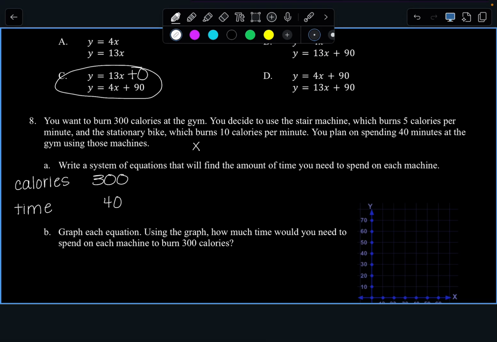Let's label x as minutes for the stair machine. And let's make y minutes for the stationary bike.